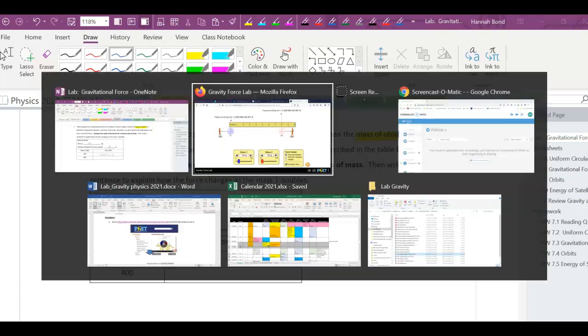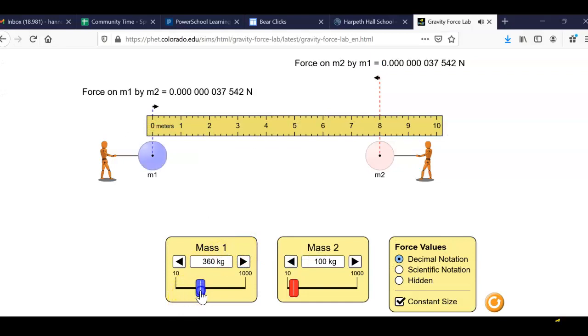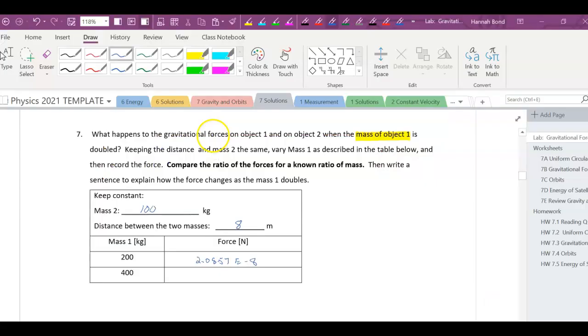And then if I change the mass of object 1 to 400, okay, a little hard to get to 400, but I'm going to get there. There we go. Now I see that I'm still going to have to move the decimal point 3, 6, 7, 8 places to the right, but I've got a little bit more force, so 4.1713.